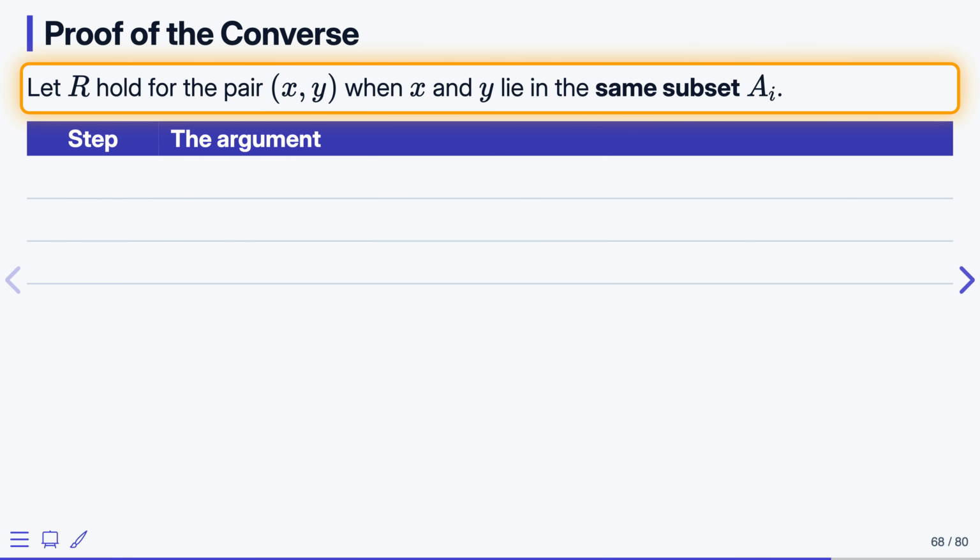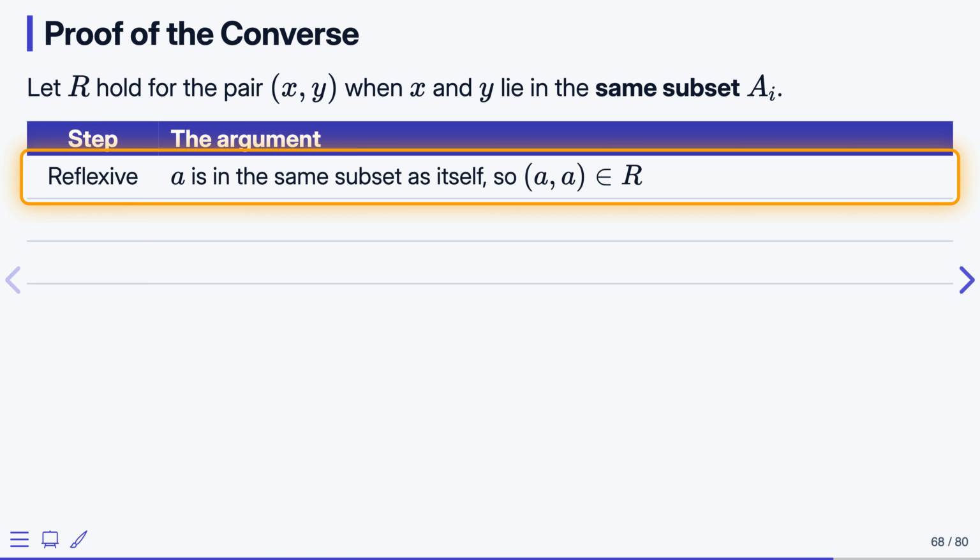Now the proof of the converse. We start from a partition and we build a relation. The rule is, x is related to y when x and y lie in the same piece. Reflexive. Take any element A, it is certainly in the same piece as itself. So the pair is in R.